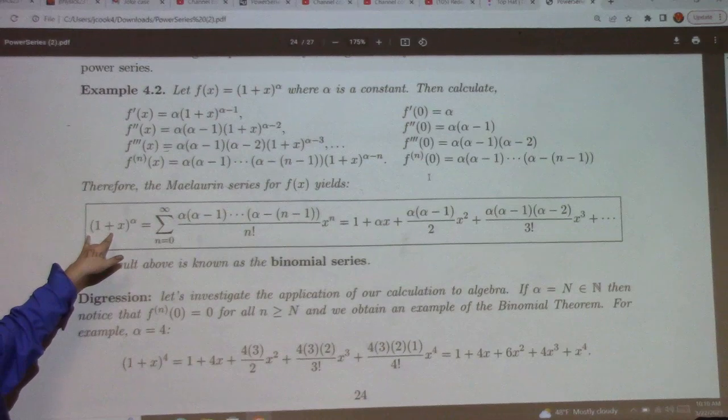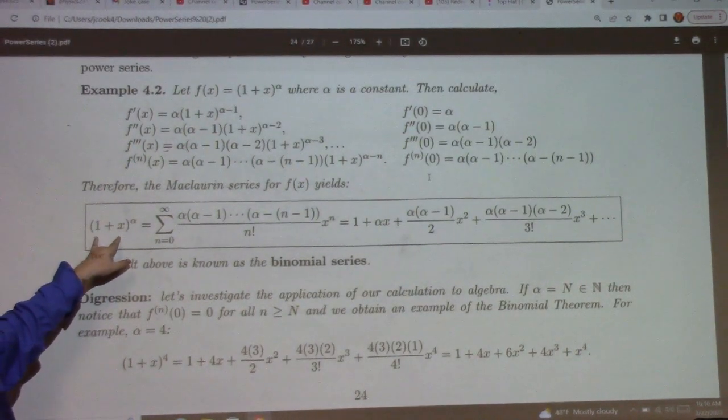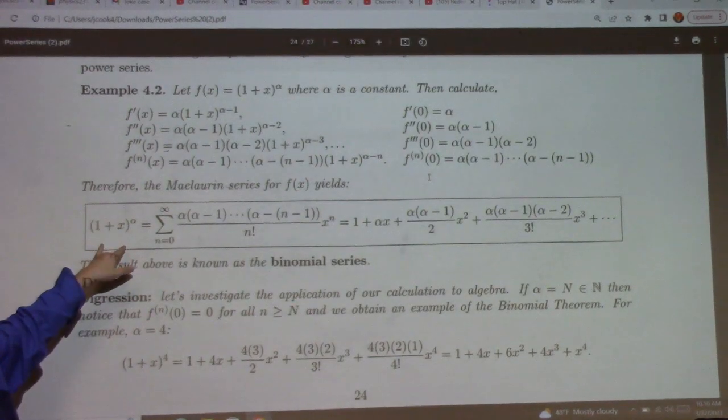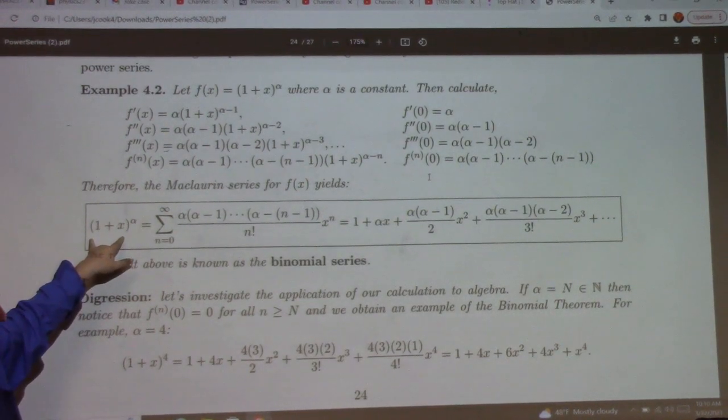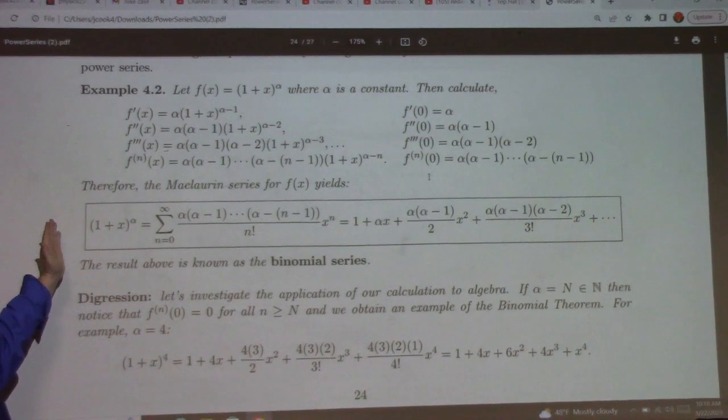This has been known since Newton. Like, this is how Newton did a bunch of things. It's part of how Newton checked calculus, is he knew about this series. But anyway, this does many things.